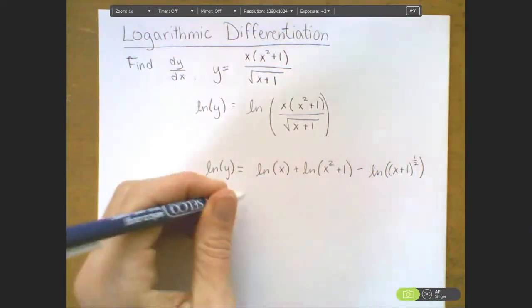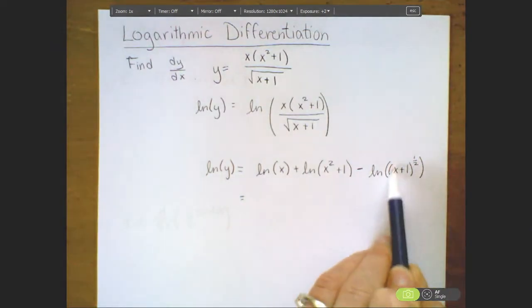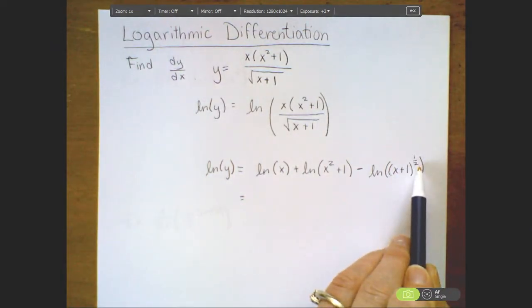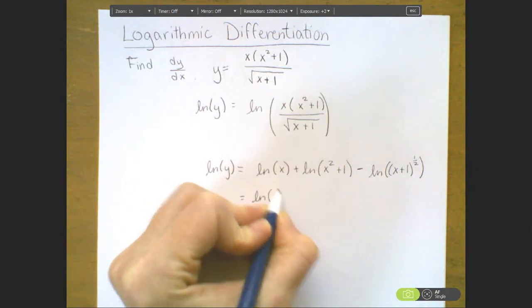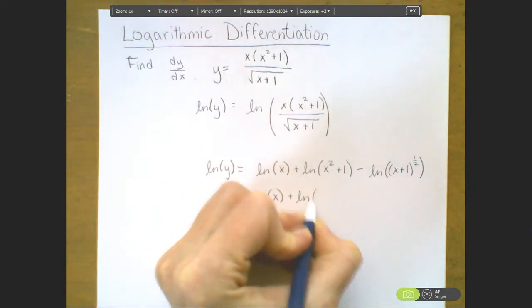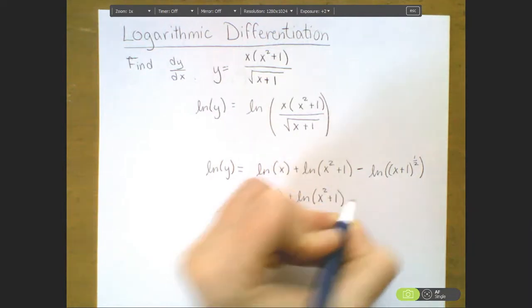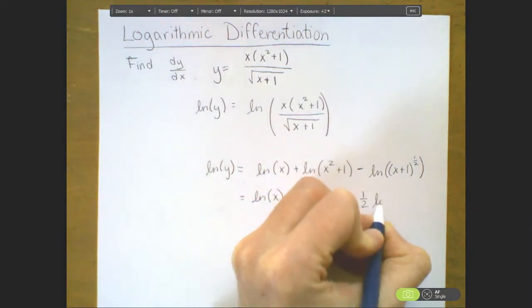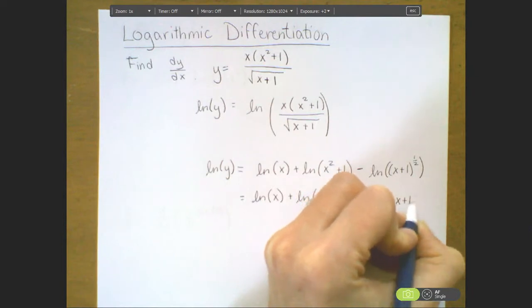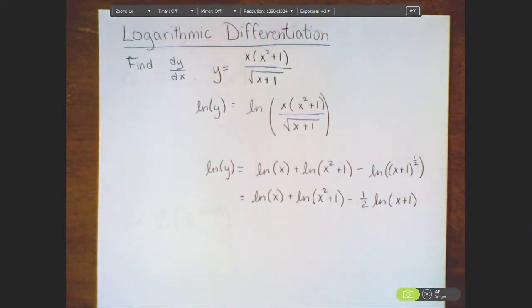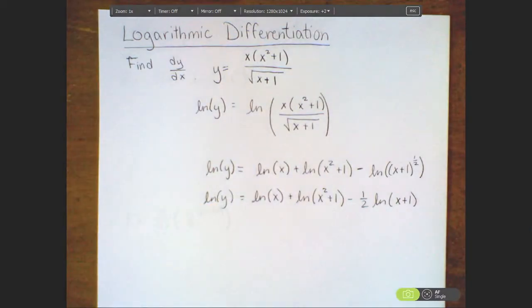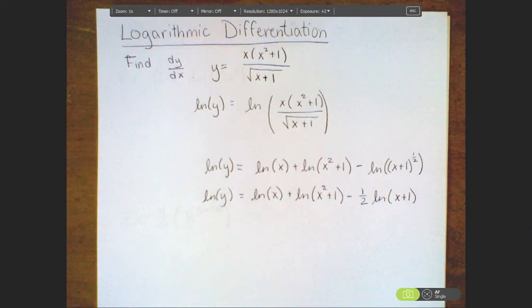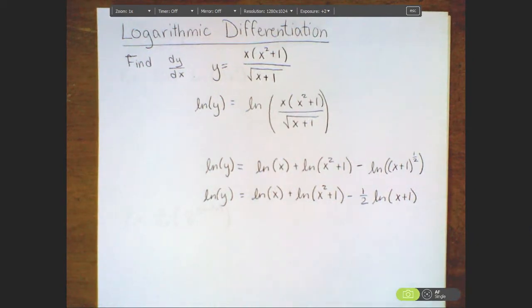There's one further rule that we can use. Because this whole term is raised to the 1/2 power, a property of log says that I can move this out as a coefficient in front. So this whole right-hand side becomes natural log of x plus the natural log of x squared plus 1 minus 1/2 the natural log of x plus 1. And again, I recommend that you go back and review some of those properties of logs if you'd like. And all of that is equal to the natural log of y. So at this point, we haven't done any differentiation. All we've done is utilize some rules of logs.